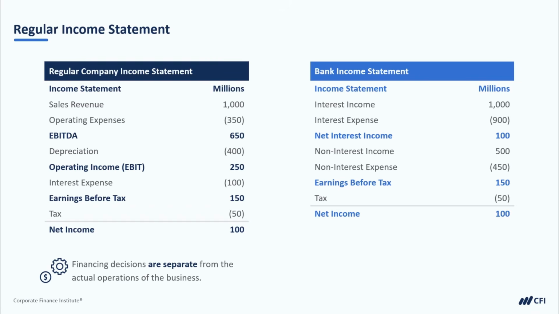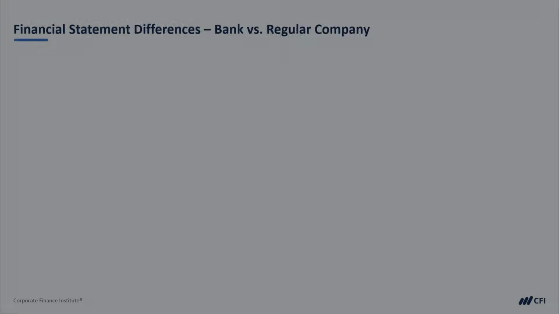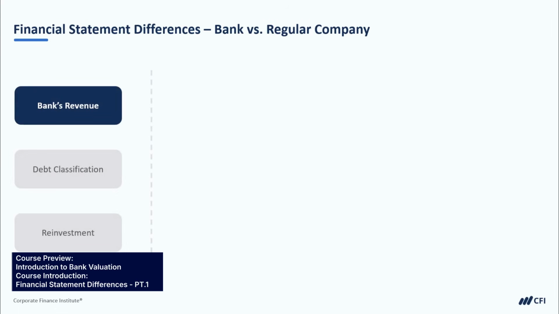Now, because of this, we cannot separate the operations of a bank from how it's financed. The financing of the bank is directly linked to its operations, which is different from a regular company. At its core, a bank makes money on the difference in the interest rates on loans it gives and the interest rate on the deposits it takes.